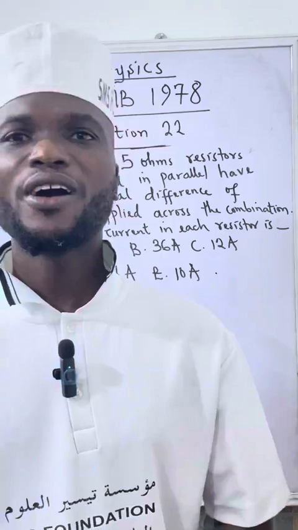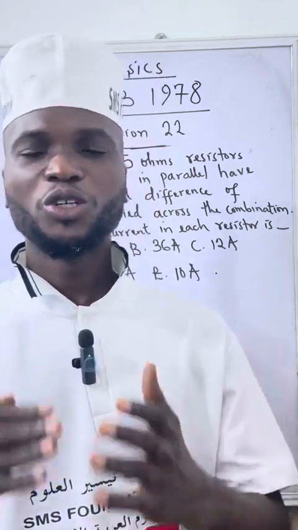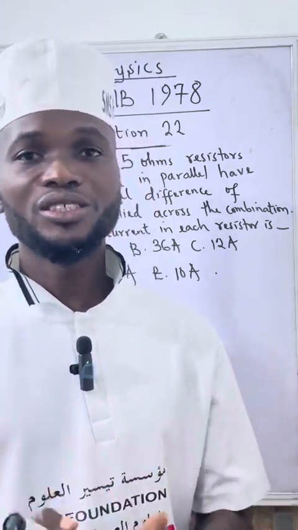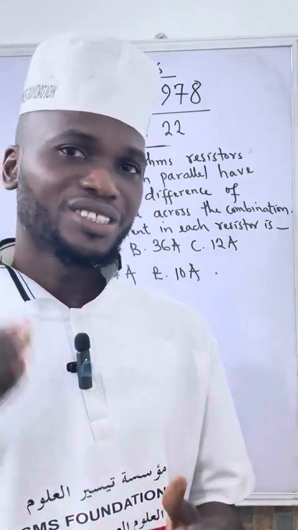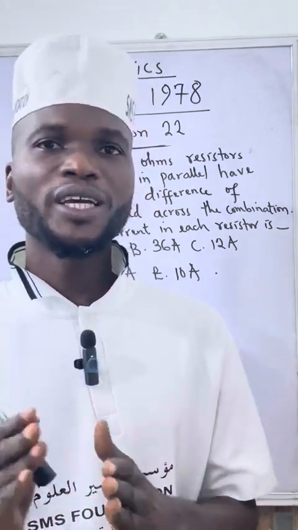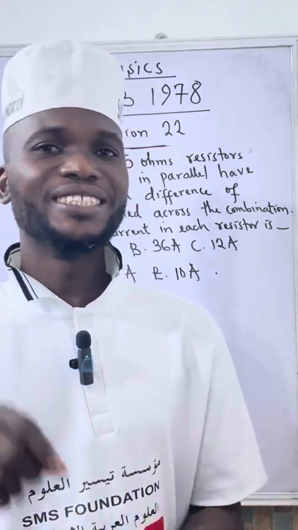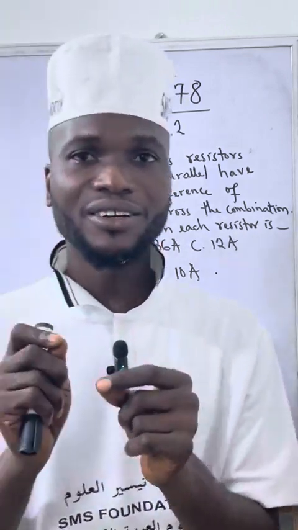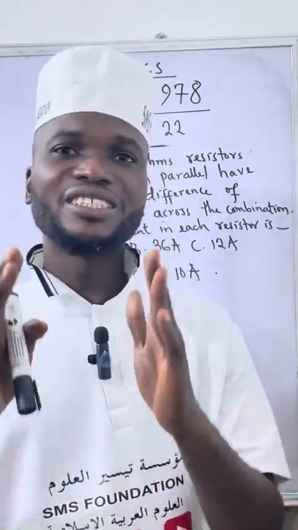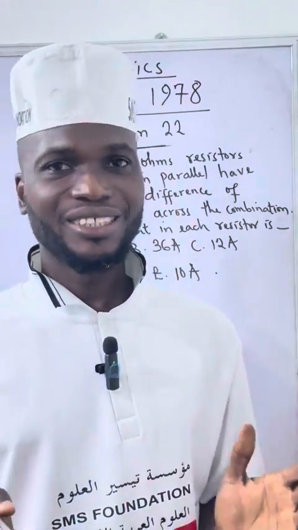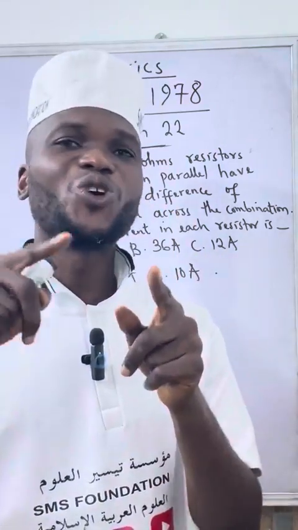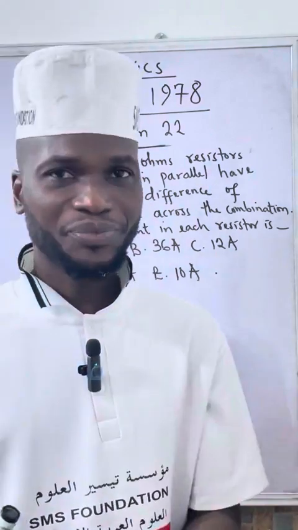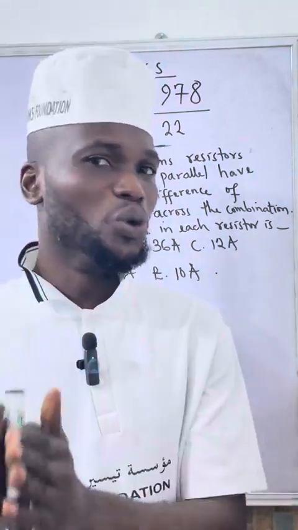So by now, as a student preparing for JAMB, you should know certain properties of circuits. When resistors are connected in parallel, they share the same potential difference, but different current flows through them.